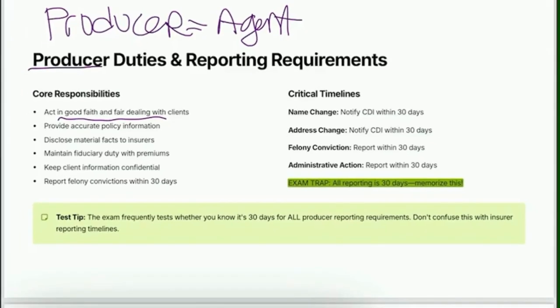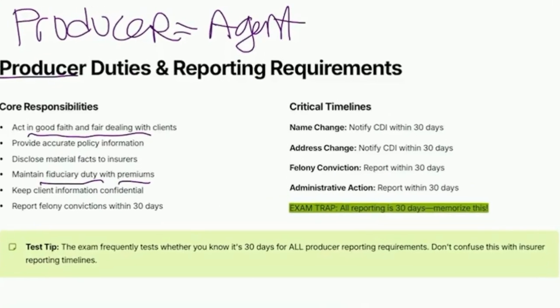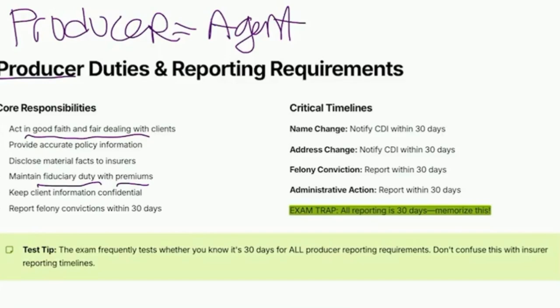Maintain fiduciary duty with premiums. Fiduciary duty is just your financial responsibility when handling money that's not yours. So the insured's and the insurer's money. When the customer hands you the premium and you need to get that to the company, or the insurance company issues a life insurance check, things like that, you need to get that to the customer. No commingling funds. Keep it in a separate trust account. You know all of this because we went over it in part 1.